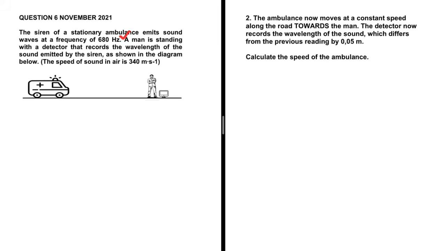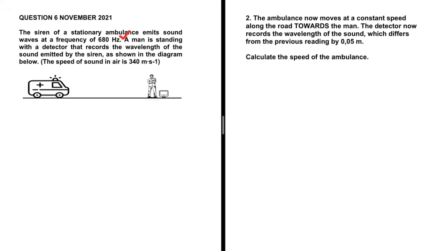Right. So the wavelength has changed. It now differs by 0.05 meters. But did it increase by 0.05 meters or did it decrease? The ambulance is moving towards the man. So the wavelength decreases so that the frequency can increase.